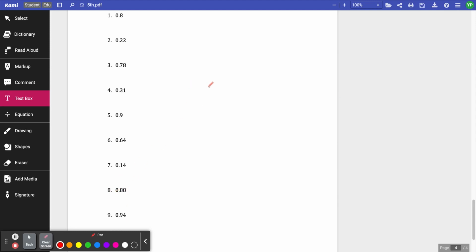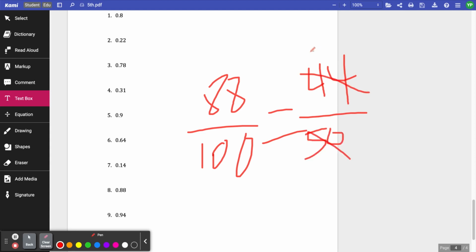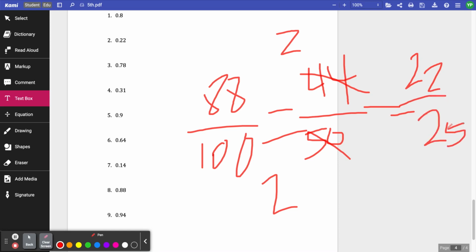On number 8, you have 88 over 100 because you just put anything over 100. And then you can simplify, divide both sides by 2. 88 divided by 2 is 44. 100 divided by 2 is 50. And then you could divide once more by 2, which equals 22 over 25. And you can't simplify any longer, so the answer will be 22 over 25. And thank you for listening.